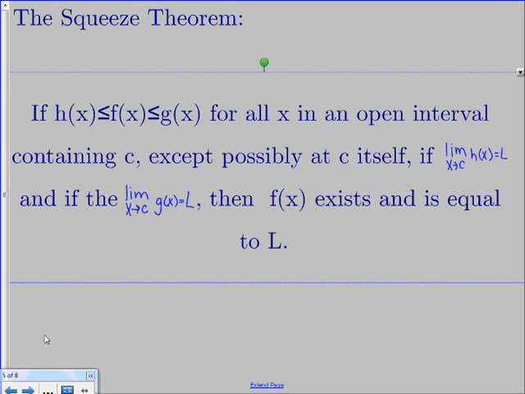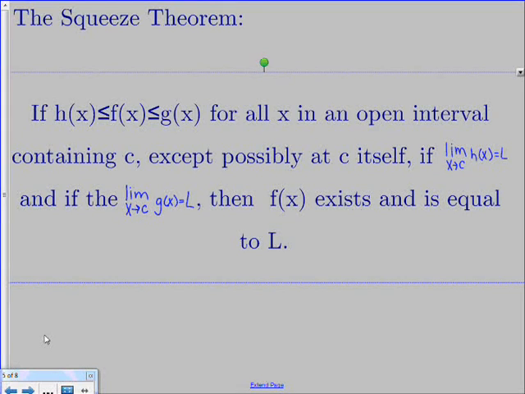This is called the Squeeze Theorem, and you'll see why when we draw a picture of it in a minute. This says that if you have three functions where h of x is less than or equal to f of x, which is less than or equal to another function g of x, for all x values in some open interval, so over some interval on the x-axis that has the c value that you're going to take the limit at. And this ordering, h of x less than or equal to f of x, less than or equal to g of x, might not be true at c itself, but it's true everywhere else in the interval.